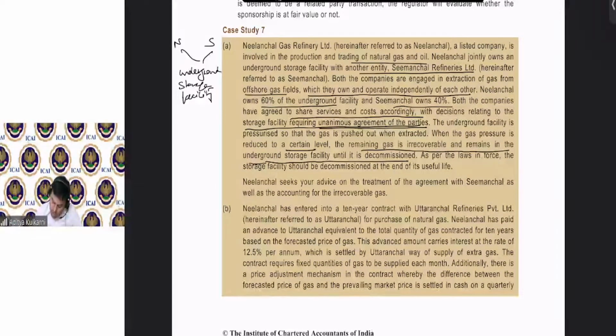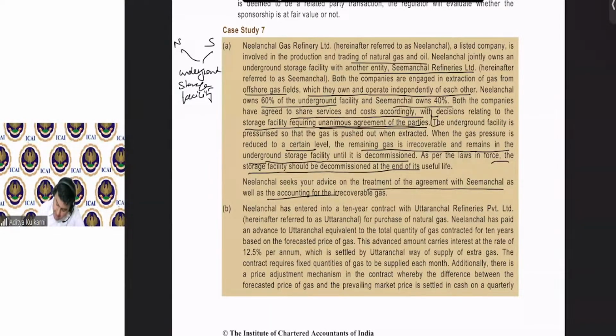As per the laws in force, the storage facility should be decommissioned at the end of its useful life. Neelanchal seeks your advice on the treatment of the agreement with Seemanchal. Treatment of the agreement with Seemanchal is going to be a joint operation with proportionate consolidation, as well as the accounting for the irrecoverable gas. Okay.